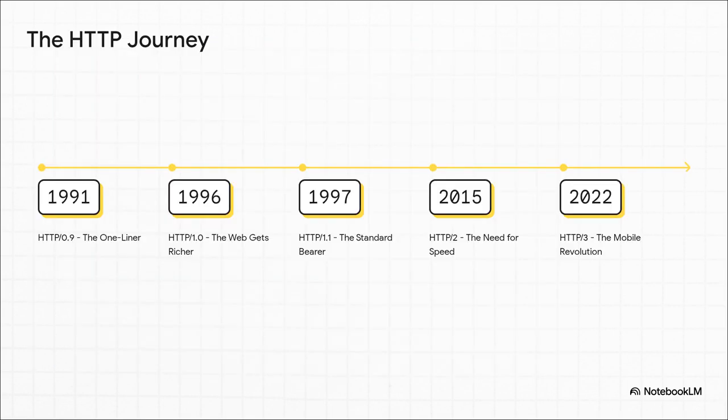So check out this journey. This isn't just some boring list of version numbers. No way. This is basically a map of the web's biggest growing pains. Each new version you see here was created to fix a massive problem that the old one couldn't handle, all in the quest to give us the super fast, media-rich, on-the-go web we pretty much take for granted today.